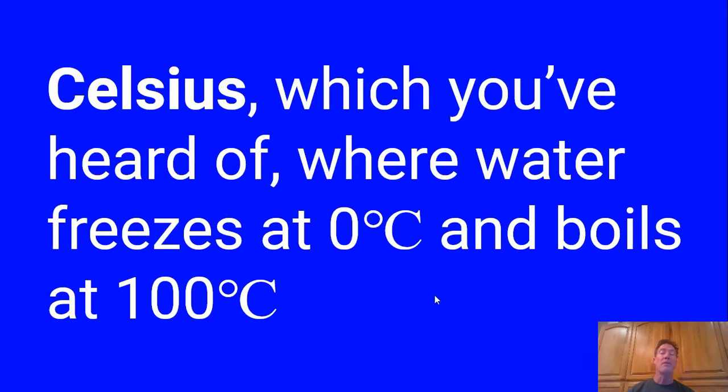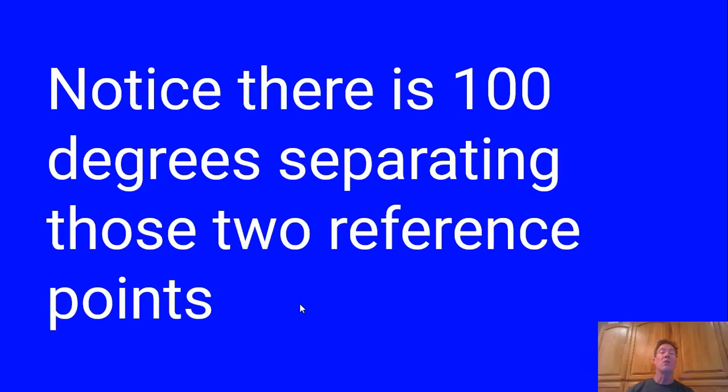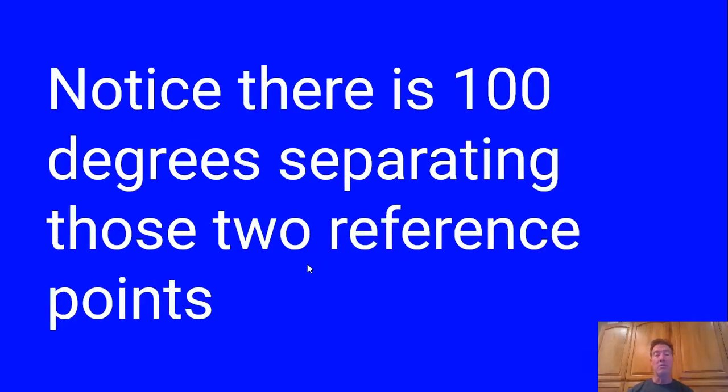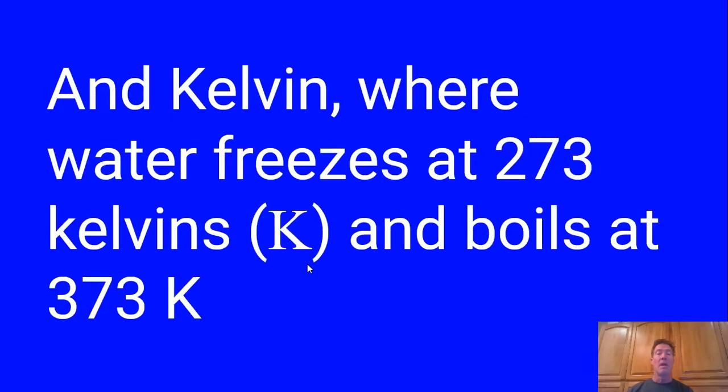So all three of these are going to use some reference points, and where water freezes and boils is a pretty common reference point. Notice there are 100 degrees separating these two reference points. So water freezing at 0 and boiling at 100 means we've divided that range of temperatures where water freezes and water boils into 100 units or 100 degrees. So that's important to remember.